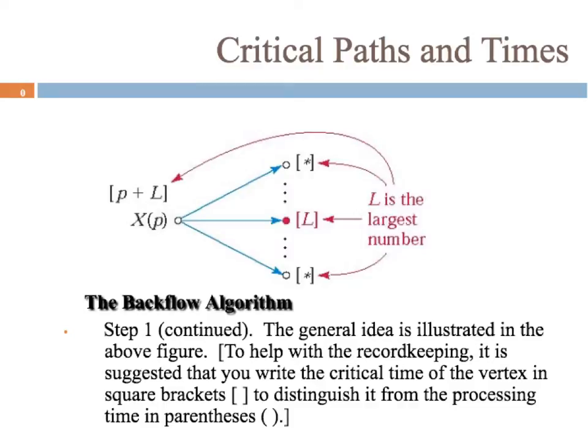To elaborate on that one rule, the general idea is in this picture above. So if I've got task X that's pointing to three different vertices. Now remember, we're working backwards here. So if start was over here, we would have made our way this way, trying to figure out the critical time for this task X. Well, if this task happens to have the largest critical time, we're going to use this task's critical time and add it to the processing time for X. And generally we're going to use square brackets because usually the task times are in regular parentheses, to help us distinguish that.